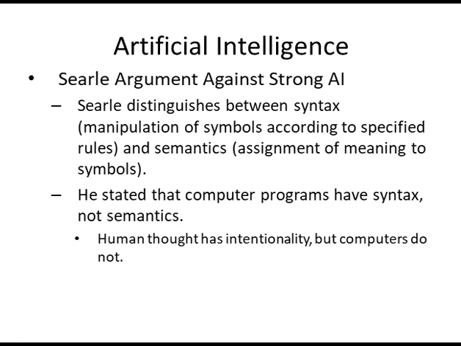Now, we've talked about how we would be able to prove or get support for the idea that something is artificially intelligent. There are arguments that we previewed earlier that are against it. Searle's argument against strong AI. Searle distinguishes between syntax, manipulation of symbols according to specified rules, and semantics, assignments of meaning to symbols. He stated that computer programs have syntax, not semantics. Do this, do that, go to, add this, subtract this, multiply this, do this computation.